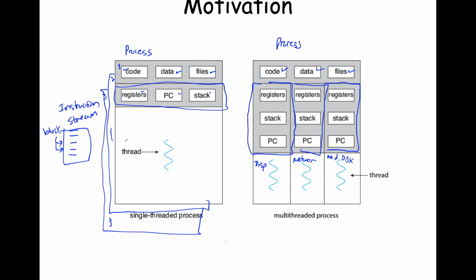For the context switching, we have to get all of this information, including the code, the data, and the files, off of the CPU or the current execution. And that can take a lot of time.